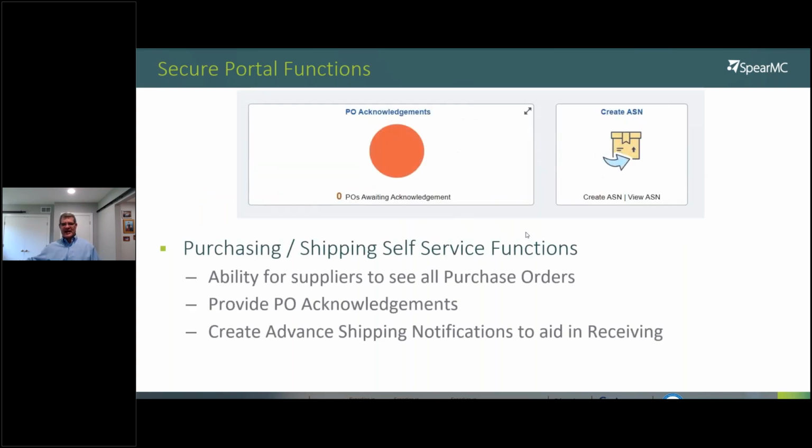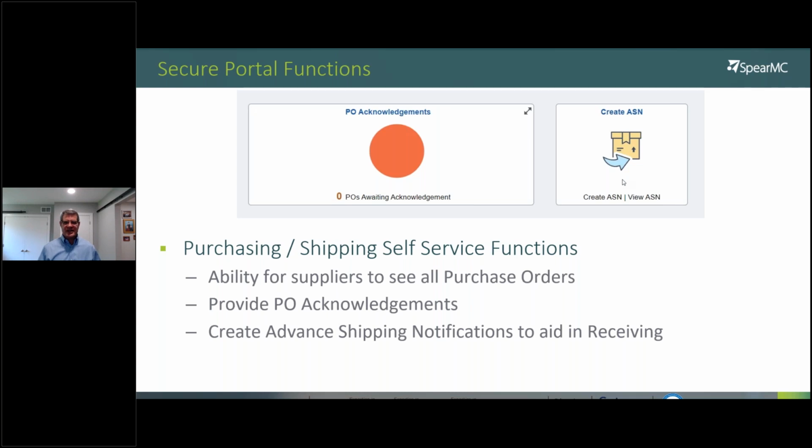On the purchasing side, if I've gotten a purchase order, I can go out and I can do my PO acknowledgements right there in the system. Super easy. I just click acknowledge and it's done. I can create advanced shipping notifications. So if I'm wanting to help out in a big way, I'm doing this.